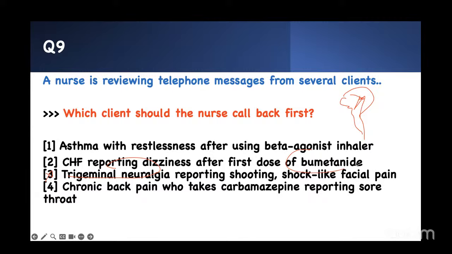CHF, where I give you a loop diuretic, you're going to get what? A little bit dizzy, orthostatic, if you get up, or something like that, on the first dose. As you get used to it, get out of bed slowly. Asthma patient, you get a beta agonist, you're going to look restless, anxious, palpitations, your heart rate goes up. But if you have chronic pain, I'll give you carbamazepine. You report a sore throat, you realize that there's content related to carbamazepine.